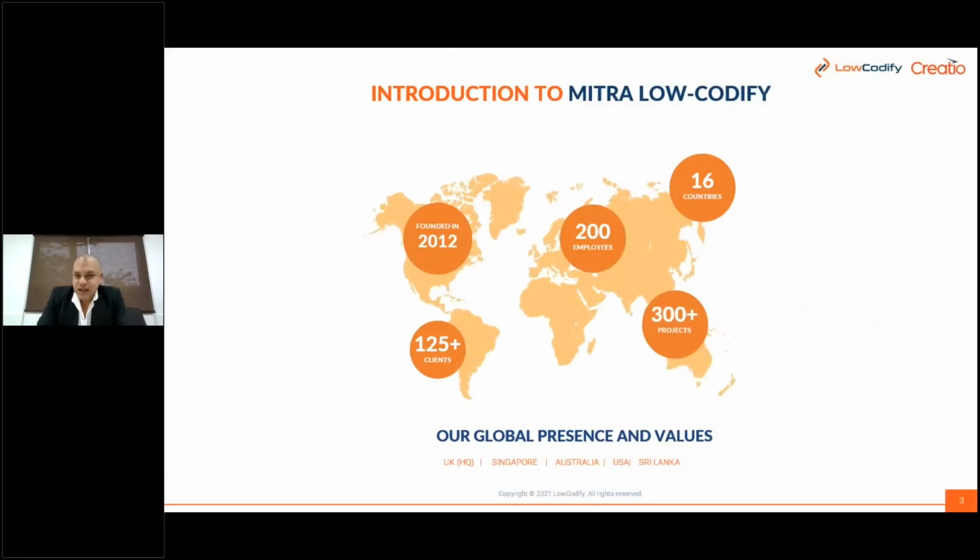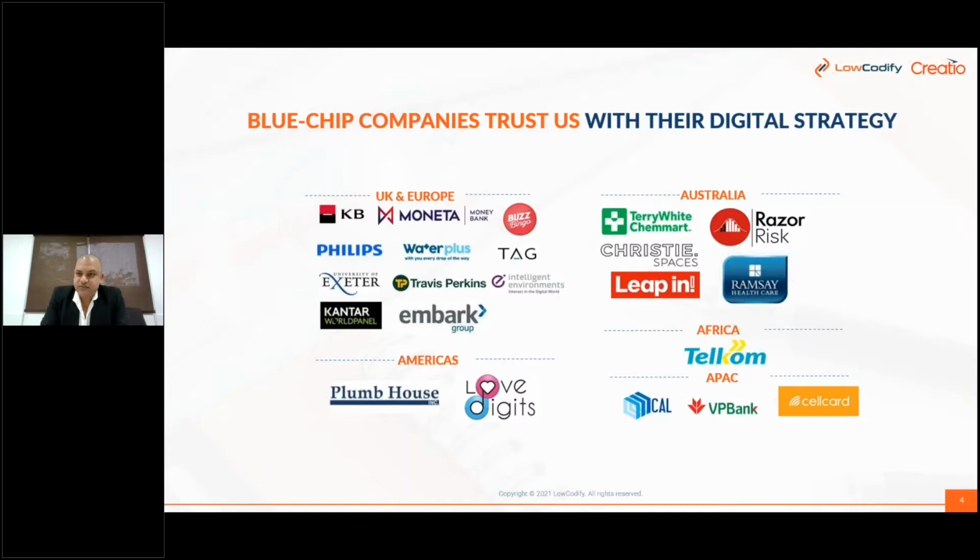about Mitra. Established in 2012, we are a preferred partner for many respected logos across the world. In the 9 years, we have established centers of excellence in Singapore, Australia, USA, Sri Lanka, with our headquarters based in the UK. During this time, we've had more than 300 successful implementations across these 16 countries with over 125 certified clients. Now, in this journey, what we realized is that a traditional sense of application development was not sufficient to deal with the business requirements of today.